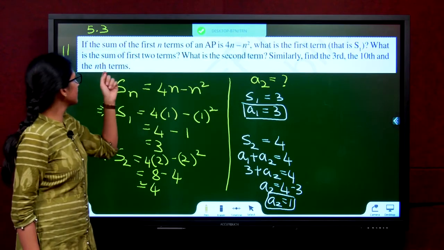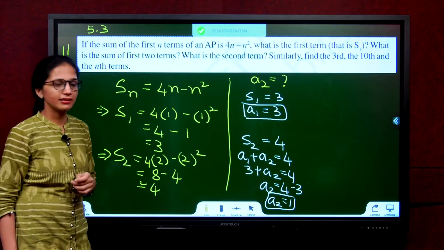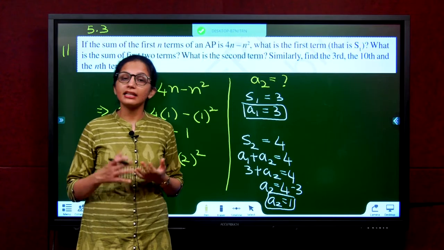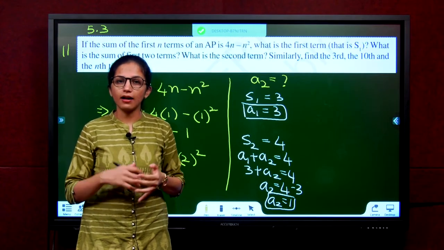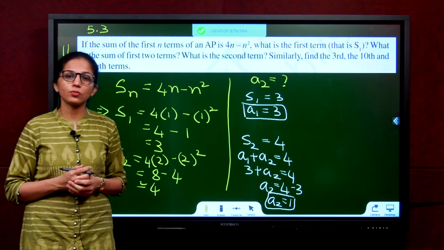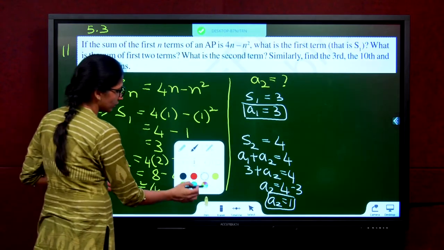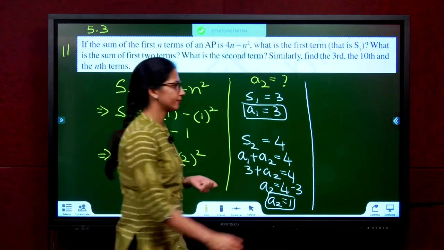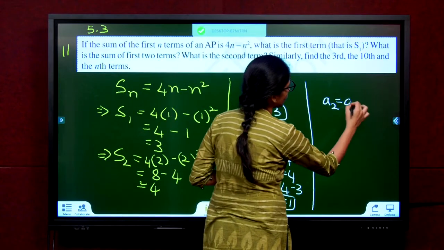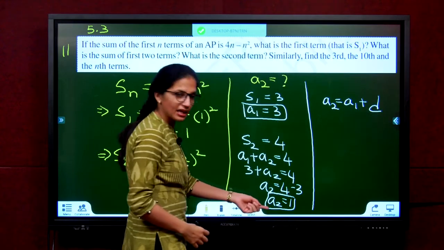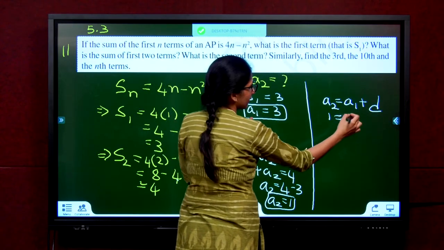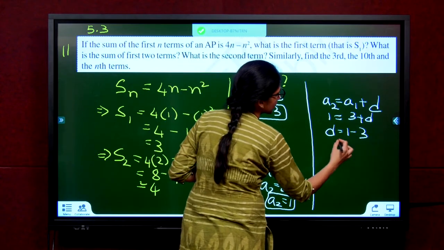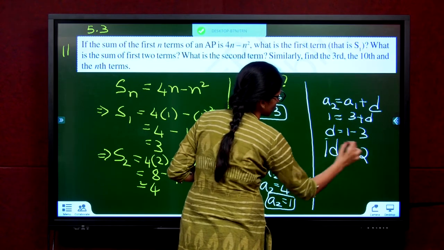Similarly, find the third, 10th and the nth term. To find third, 10th, nth term, what do we need? We need the value of D to use the general term formula. An is equal to A plus n minus 1 into D. So what do we do now? You have A2, you have A1. Can we find D? We know A2 is equal to A1 plus D. A2 is 1, A1 is 3 plus D. D is equal to 1 minus 3. D is equal to minus 2.